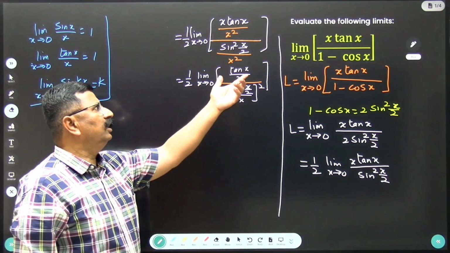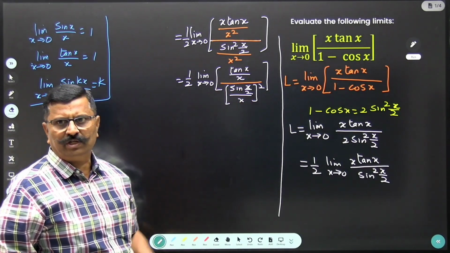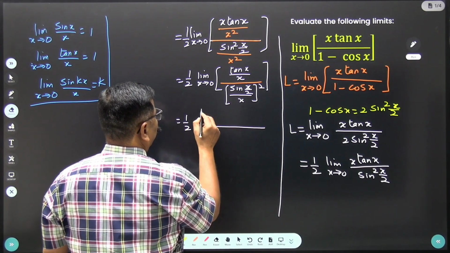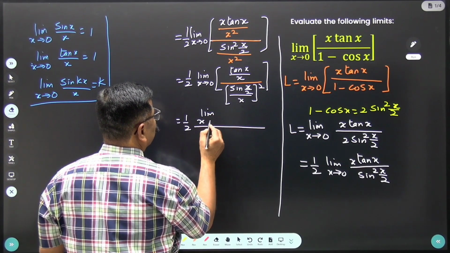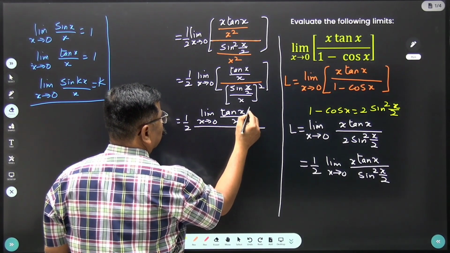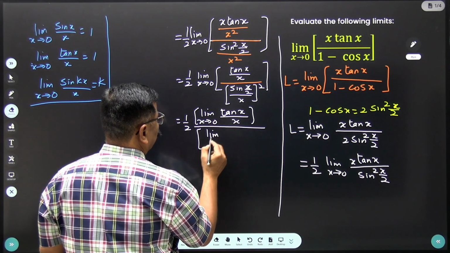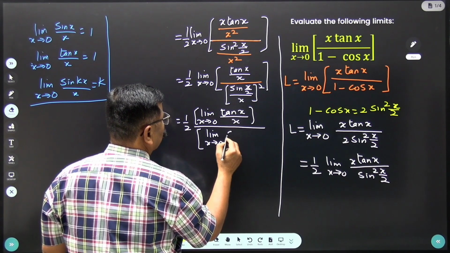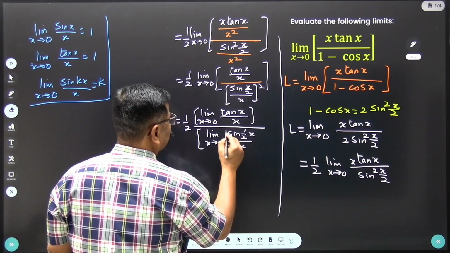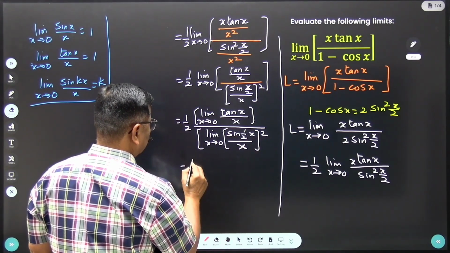Now let us take the limit of this numerator function separately and also the function in the denominator separately. So we'll get limit x tends to 0 tan x upon x, while in the denominator limit x tends to 0 sin half x upon x the whole square. So this is half.